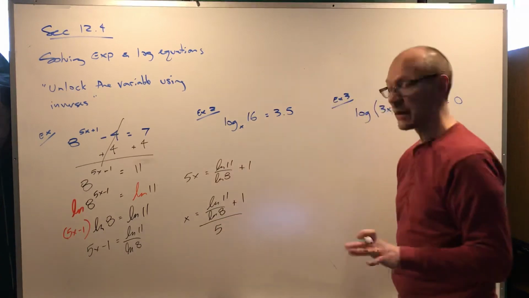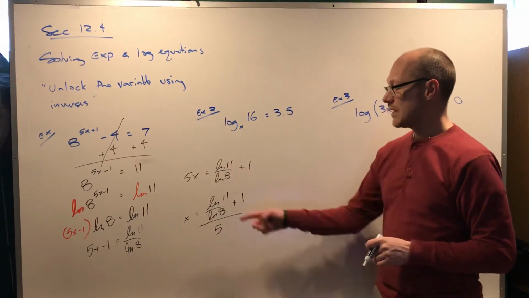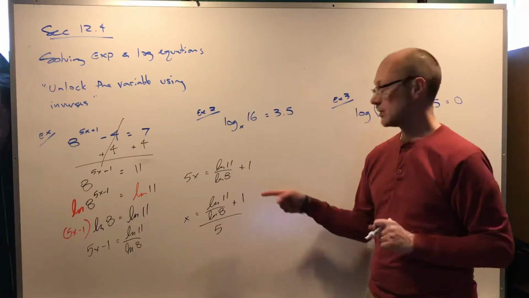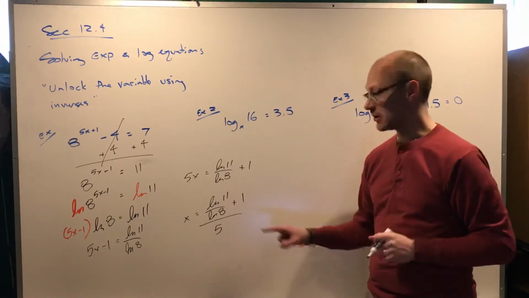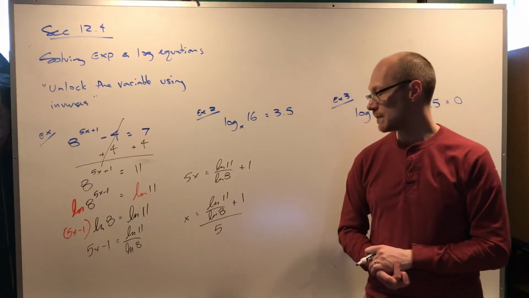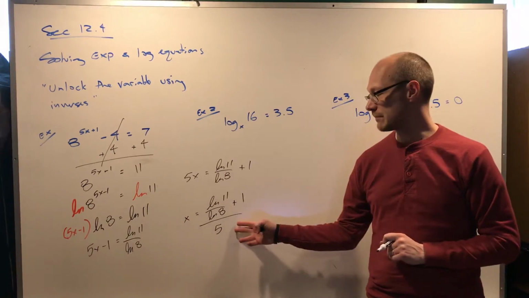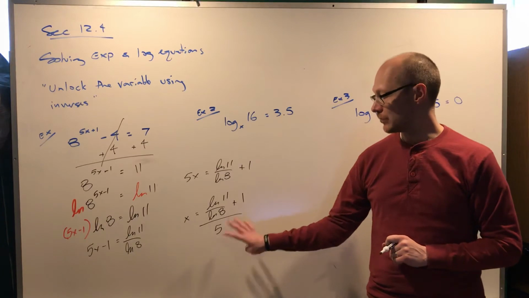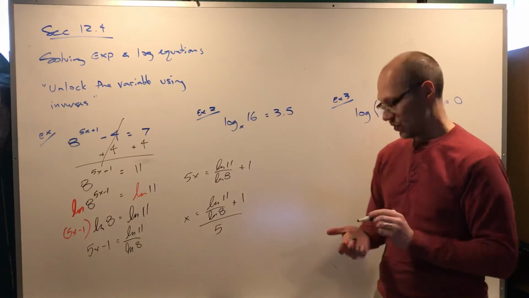That's calculator ready. Type in the natural log 11, divide by natural log 8, get your answer. Add 1, get your answer. Divide by 5, get your answer, and that's what you would type in. I don't know what this is off the top of my head, doesn't really matter. We can put that in the calculator and figure out what it is.